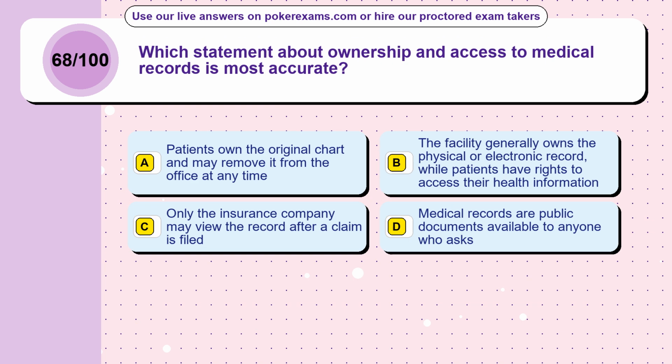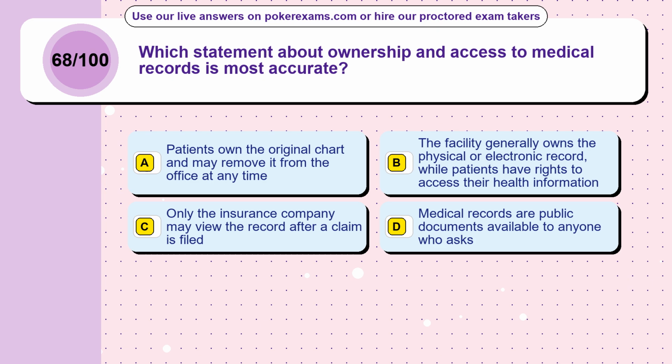Question 68. Which statement about ownership and access to medical records is most accurate? Option A. Patients own the original chart and may remove it from the office at any time. Option B. The facility generally owns the physical or electronic record, while patients have rights to access their health information. Option C. Only the insurance company may view the record after a claim is filed.